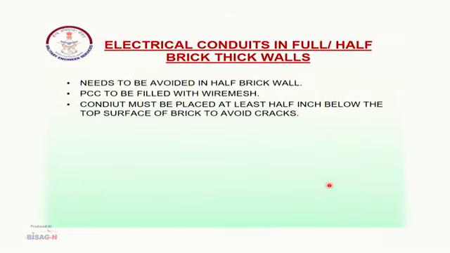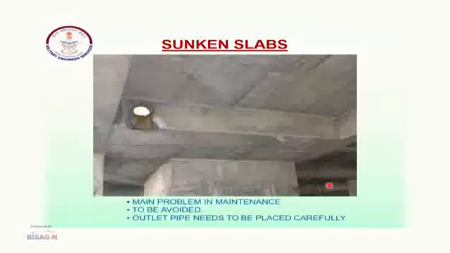Electrical conduits must be avoided in case of a half brick wall. In case of a full brick wall also, conduits should have proper depth from the surface of the wall, and chicken wire must be provided before plastering.